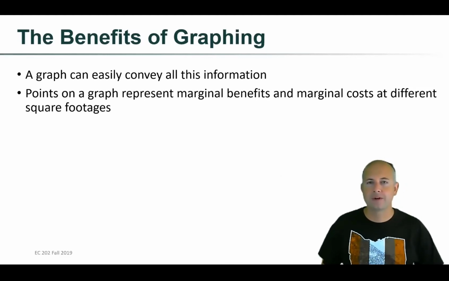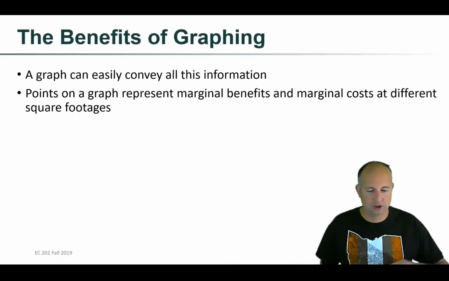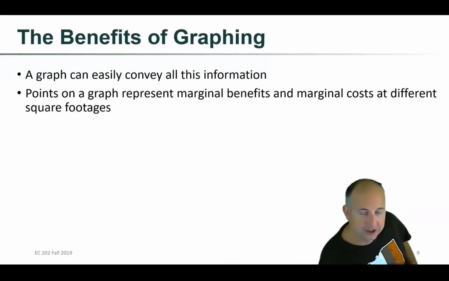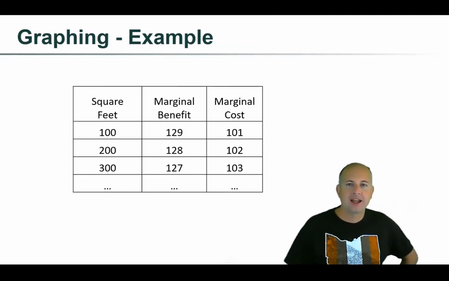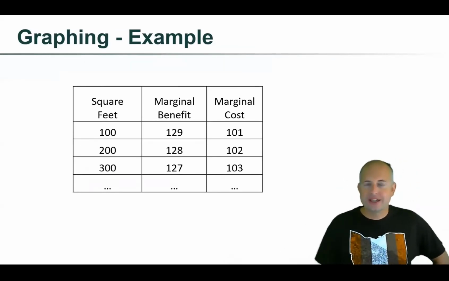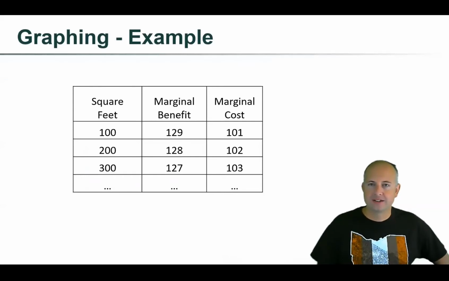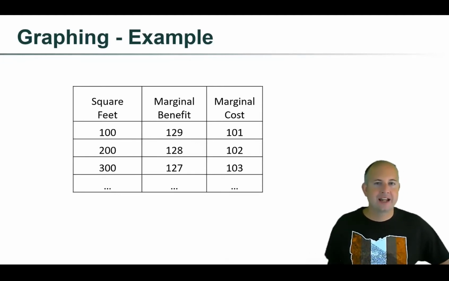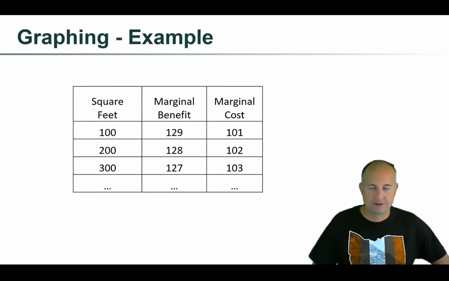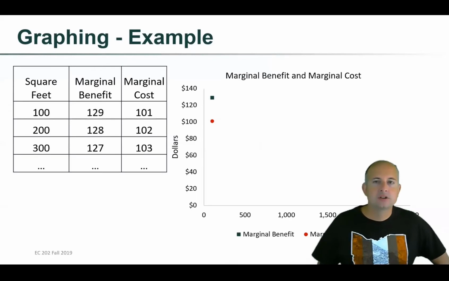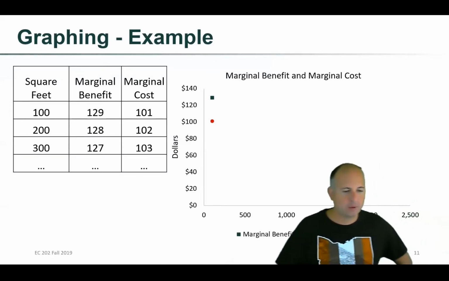Points on a graph represent marginal benefits and marginal costs at different square footages. So let me show you what I mean. We got this table here, and I sort of stopped showing the table after 3 lines. So now we're saying that every 100 square feet, the marginal benefit goes down by $1 and the marginal cost goes up by $1. That should be the same as saying for every square foot, marginal benefit goes down a penny and marginal cost goes up a penny. Okay. So let's think about what graphing these would look like.